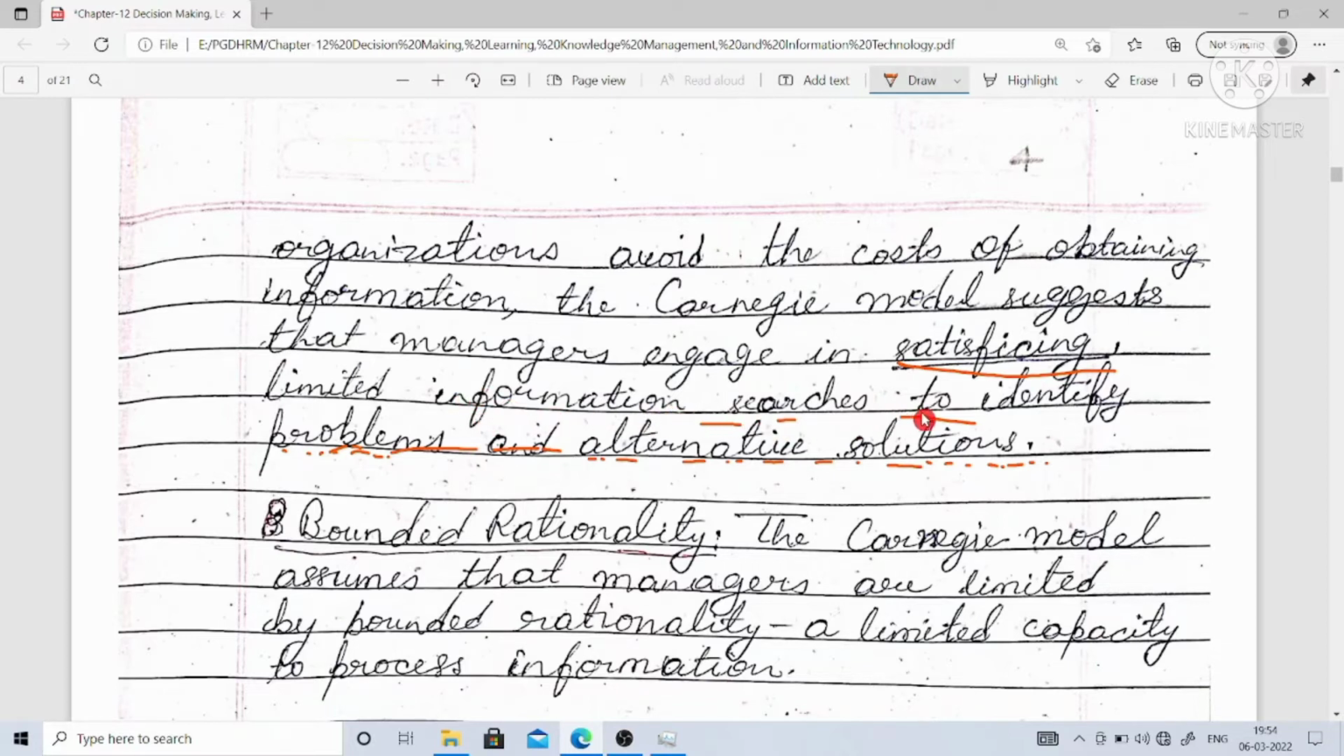Limited information searches to identify problems and alternative solutions. It means whether the organization searches for problems or for alternative solutions, in all those cases limited information searches are done. So that's what satisficing tells: limited information searches to identify problems and alternative solutions.